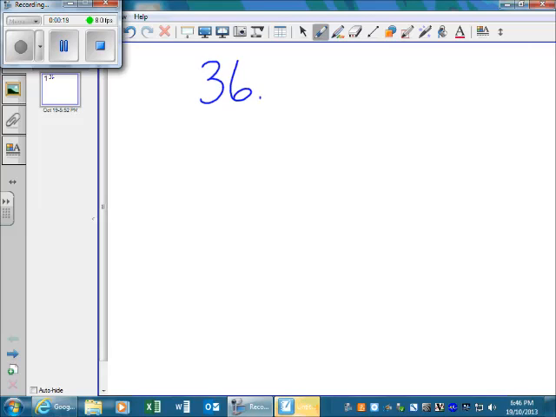36 and 8/10 divided by 4. So what that means, basically, when you look at a question like this, is we want to see how many times 4 will go into or fit into this number here, 36 and 8/10. Okay. Now when you set that up, it's going to look something like this.